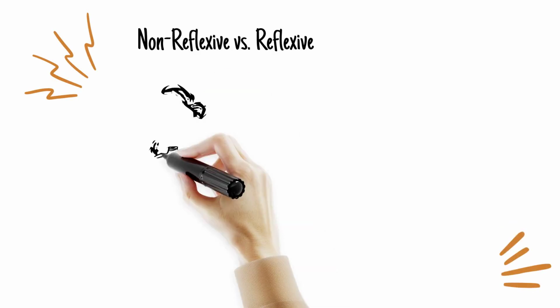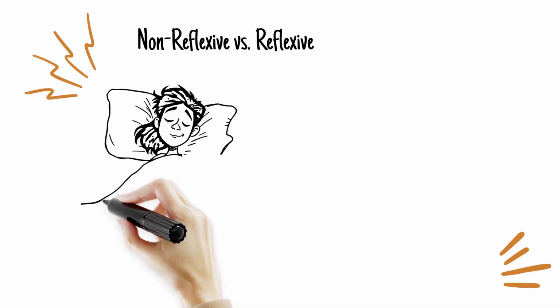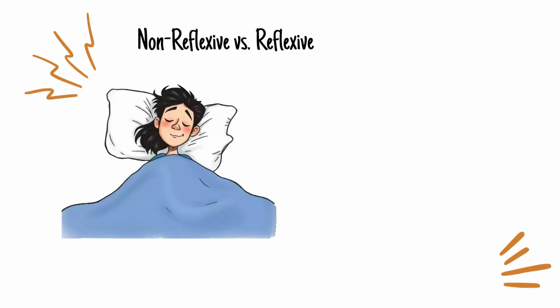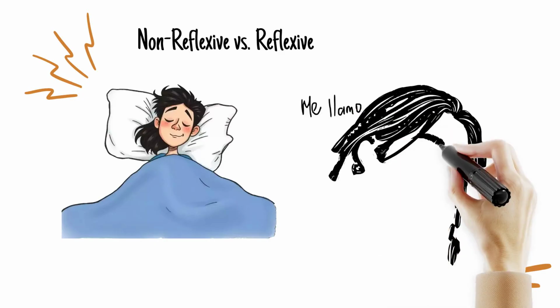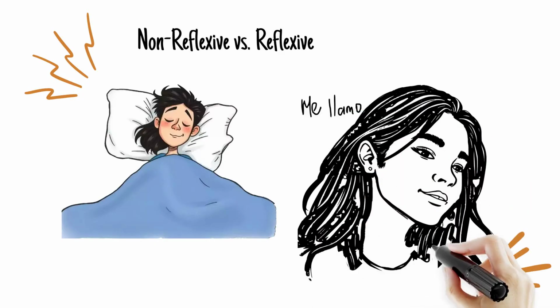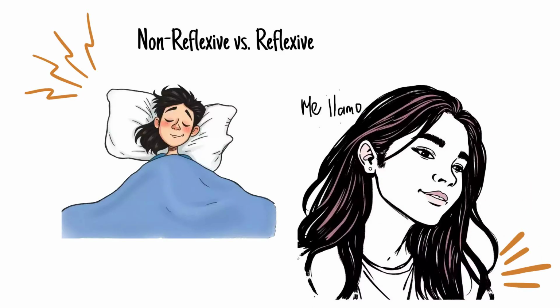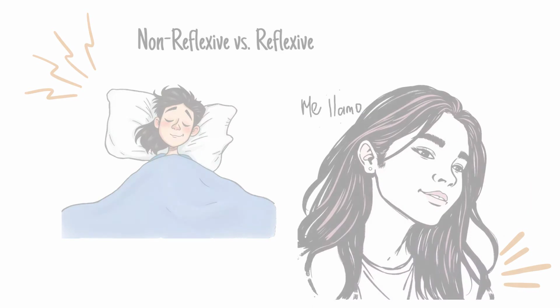Be careful. Some verbs change meaning when they're reflexive. Dormir, to sleep. Dormirse, to fall asleep. Llamar, to call. Llamarse, to be named. So, reflexive verbs can change meaning slightly. Always pay attention to that se.